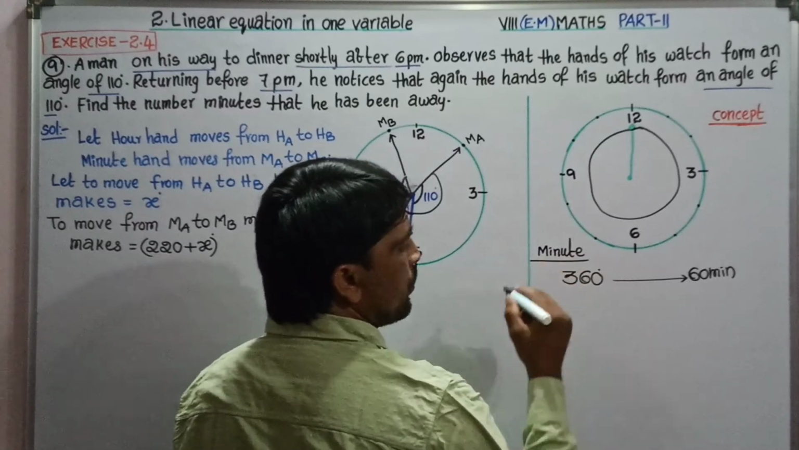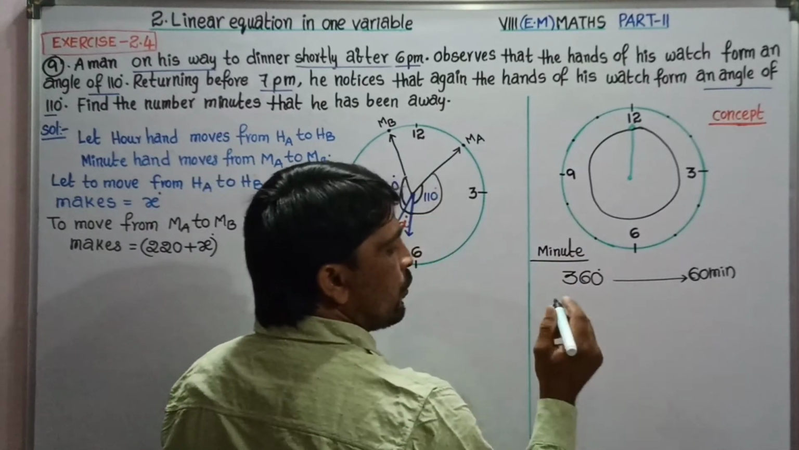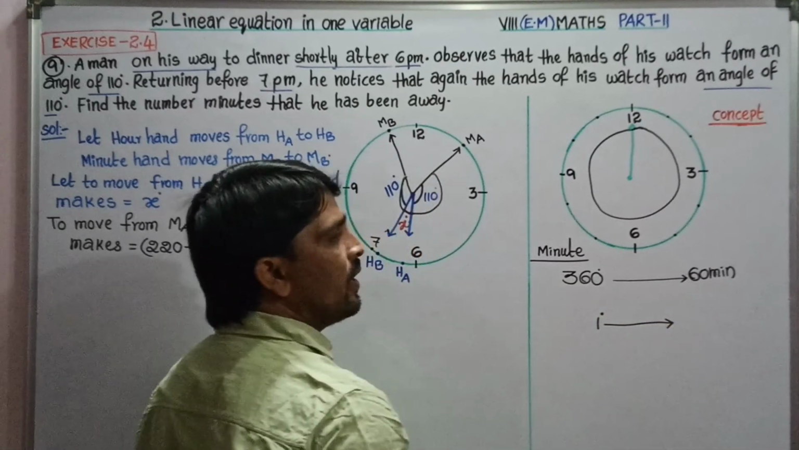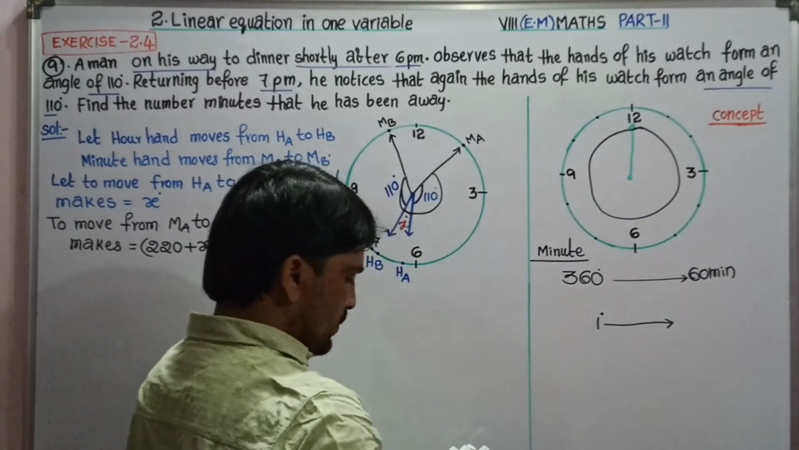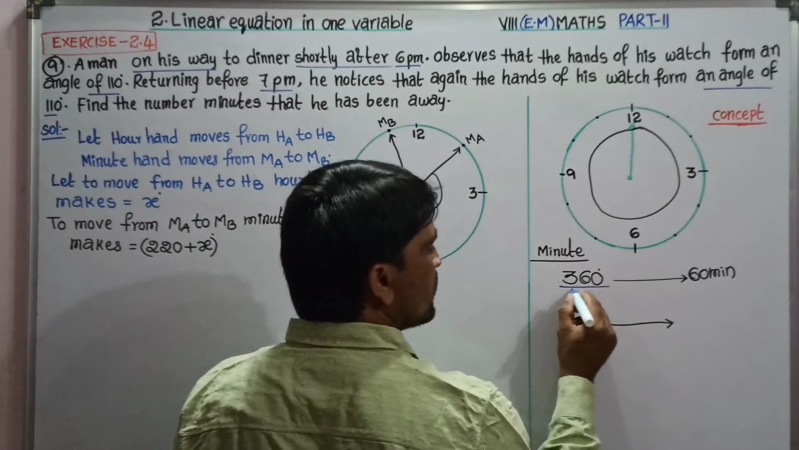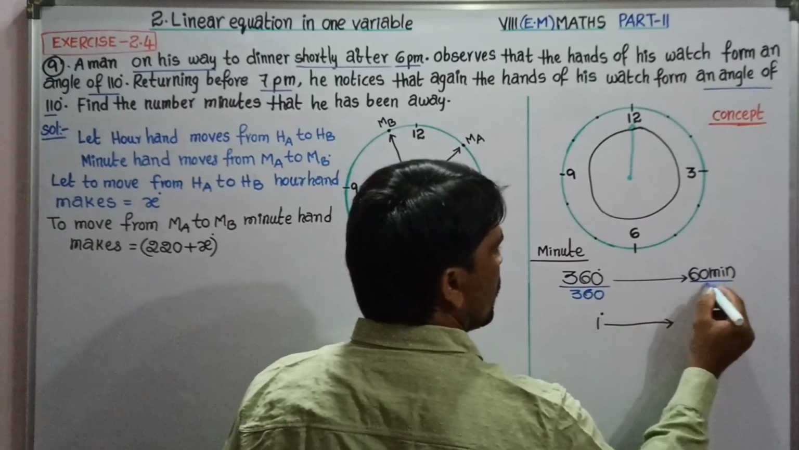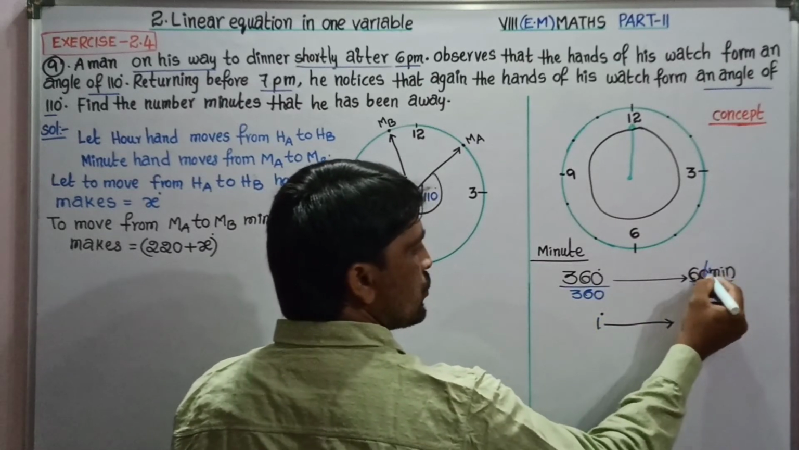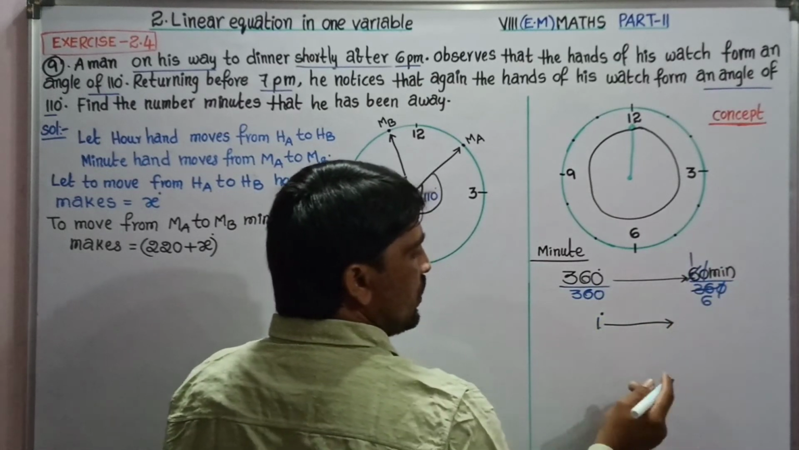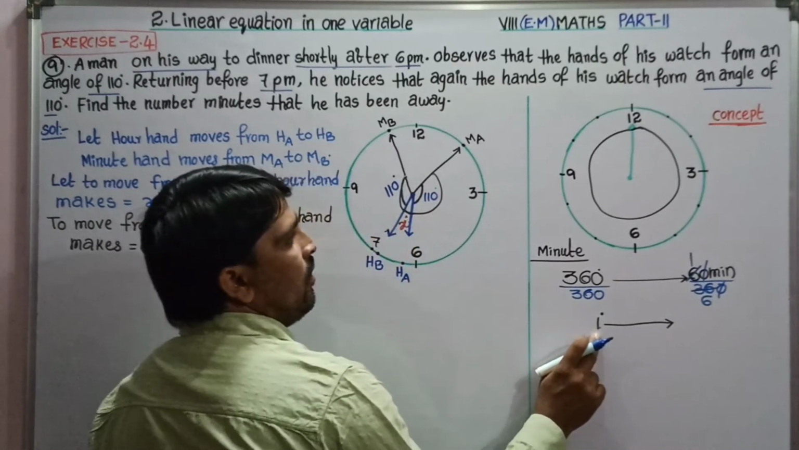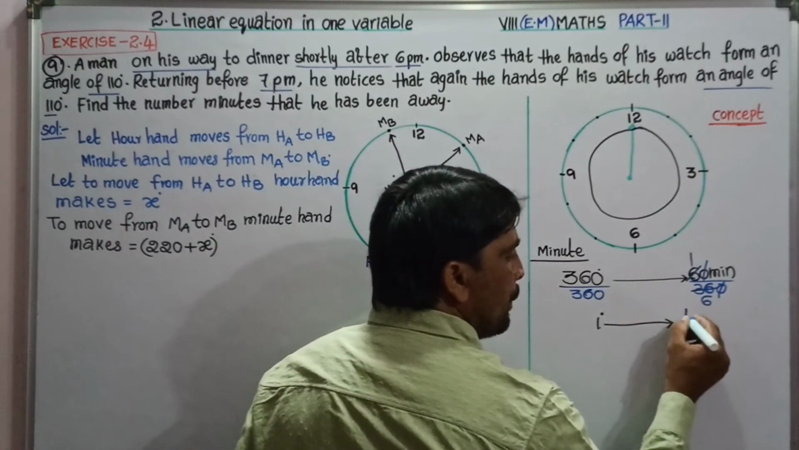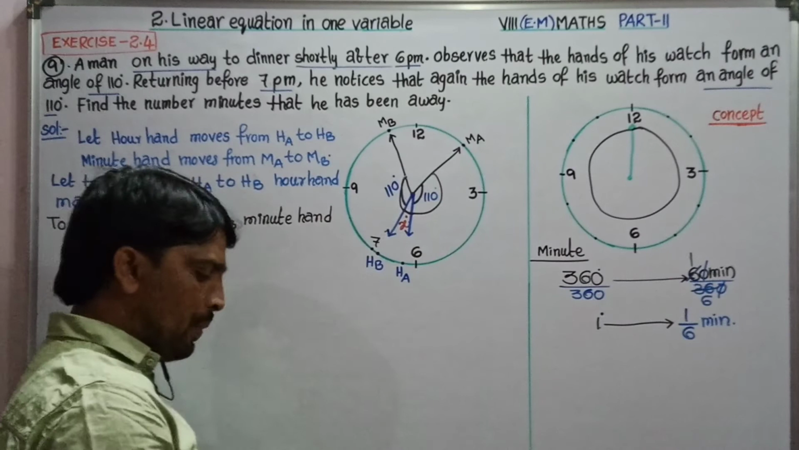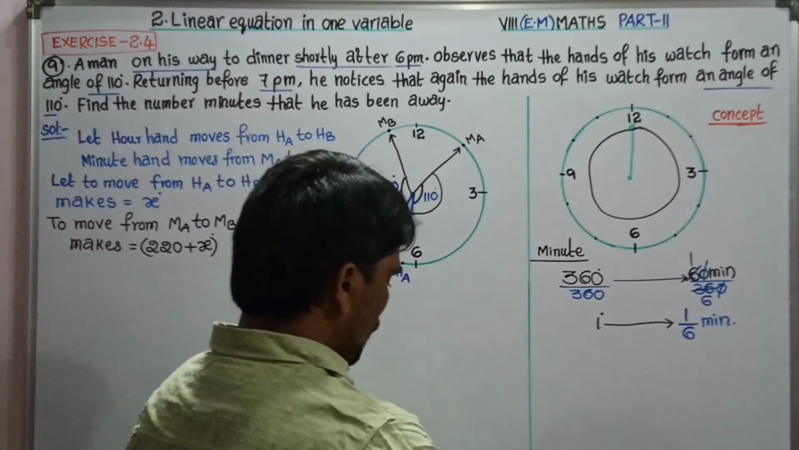But we have to find: to move 1 degree angle, the time elapsed by the minute hand is how much? To do this, divide both sides by 360. 360 by 360 is 1 degree. 6 ones are 6. That is, to move 1 degree angle, the time elapsed by the minute hand is 1 by 6th of a minute.